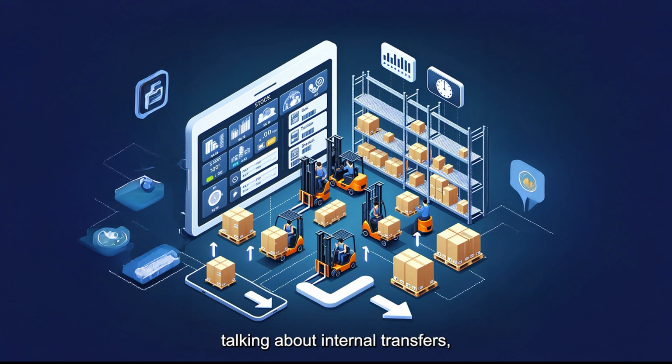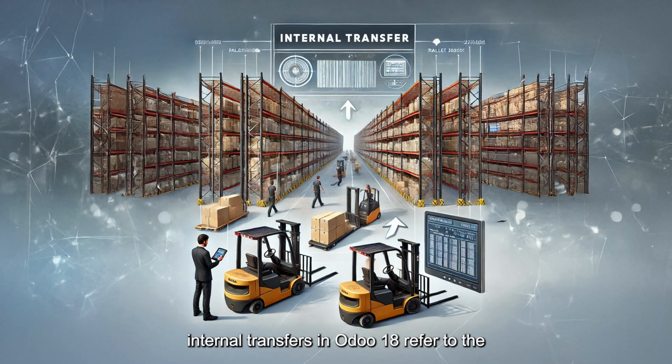So, internal transfers in Odoo 18 refer to the movement of stock between different warehouse locations within the same company. Unlike receipts, which are the incoming stock, and delivery orders, which are the outgoing stock to customers, internal transfers are used when stock needs to be relocated without involving a vendor or a customer.